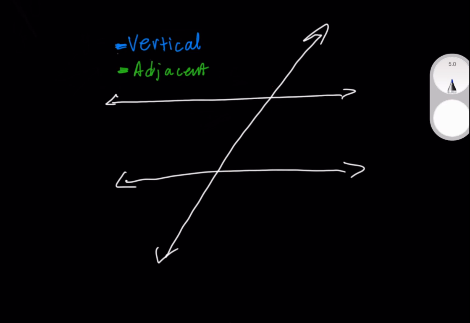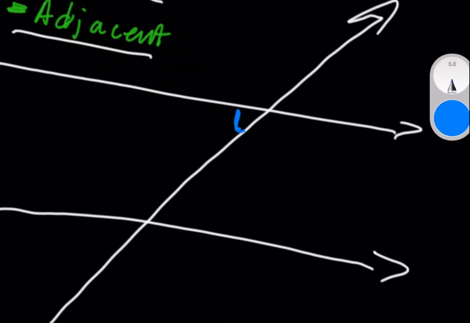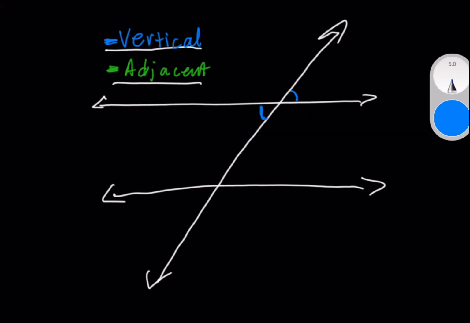Alright, so the first thing we want to know is what vertical angles are and what adjacent angles are. Vertical angles are the angles on the opposite side of each other. So for example, this angle right here is vertical with this angle because that's the angle that's opposite. And it also has to be on the same line.